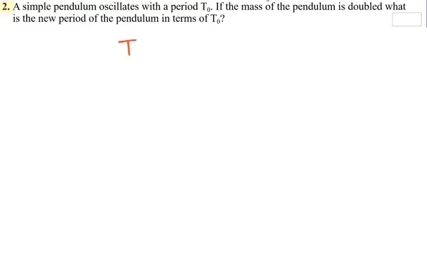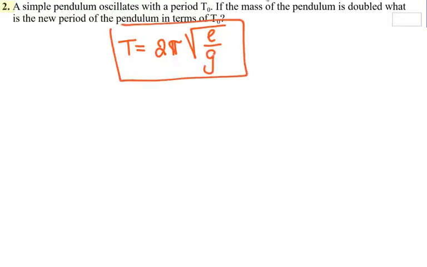So the pendulum period is equal to 2 pi square root of L over g. You saw it at the beginning of the lesson, and you can see that it doesn't depend on the mass. You can do whatever you want to the mass, it still stays the same. So the answer is going to be still T sub 0. The period doesn't change.